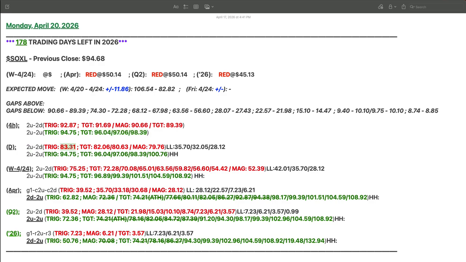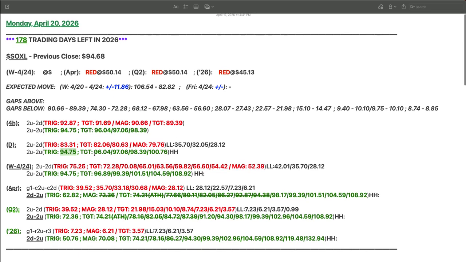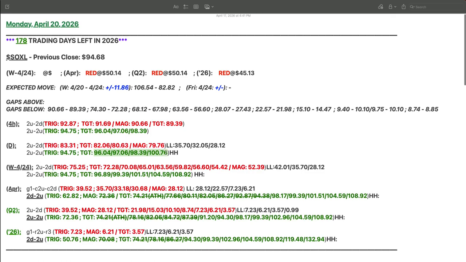On the day, if we go to get that reversal we just talked about, 2 up, 2 down, 83.31 is the trigger. Magnitude down there at 79.76. We've got some intermediate targets for you there as well. Again, we're in this uptrend, so we could bounce at any of those levels. And then if we do get the continuation on the upside, 2 up, 2 up, it triggers at 94.75. And then we've got some extended targets out here for you as well.